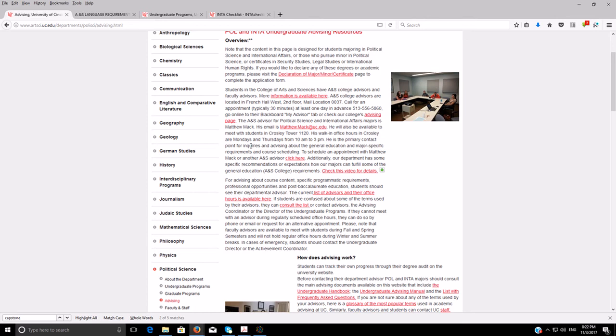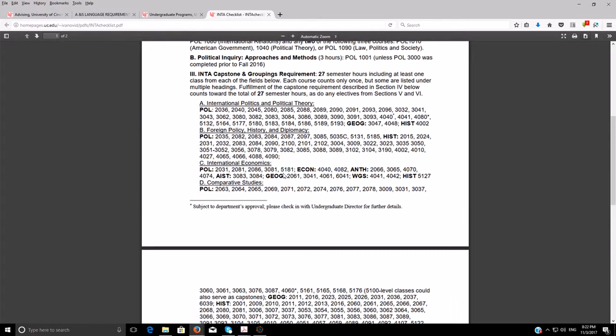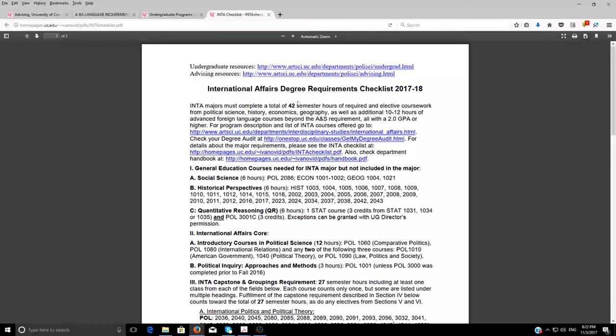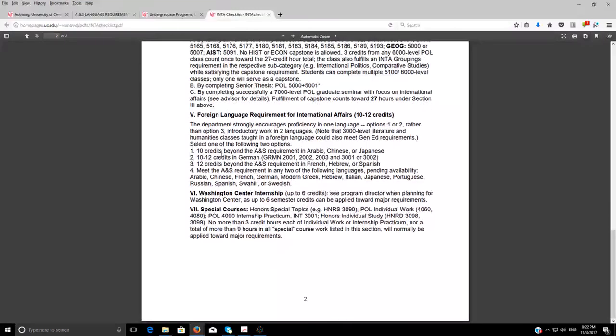Now, for students majoring in international affairs, as you can see from our advising page, there is an additional requirement of 10 to 12 additional credit hours. How can these 10 to 12 additional credit hours be fulfilled? Well, there's two different ways. One is to take 10 additional credits beyond what the ANS requirement is for languages like Arabic, Chinese, and Japanese.